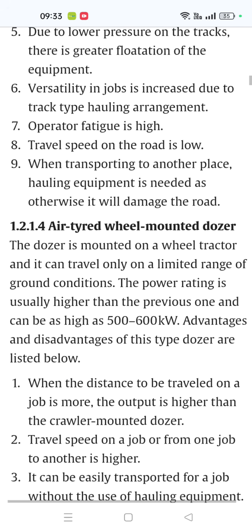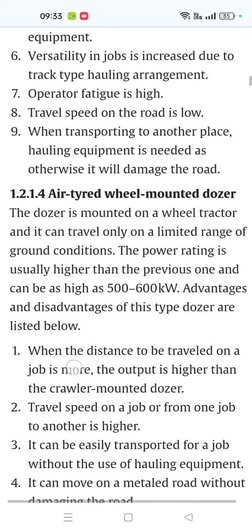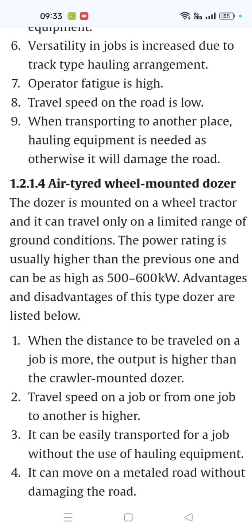7. Operator fatigue is high. 8. Travel speed on the road is low. 9. When transporting to another place, hauling equipment is needed as otherwise it will damage the road.